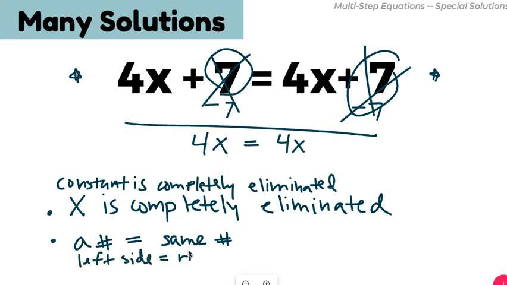Left side equals right side. That's kind of interesting that happened, because this would be the point, if you were working on this, you would wonder if you did something wrong.